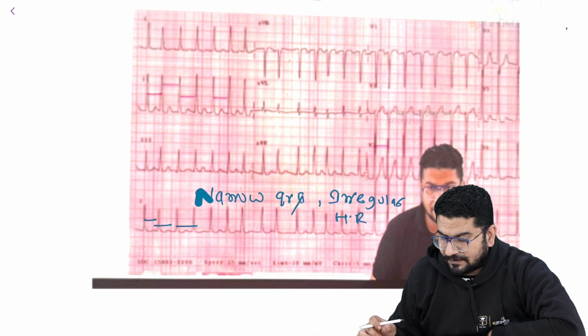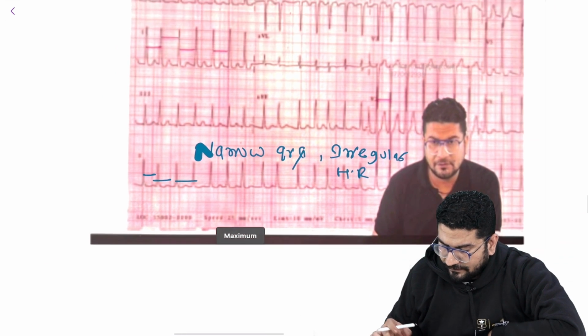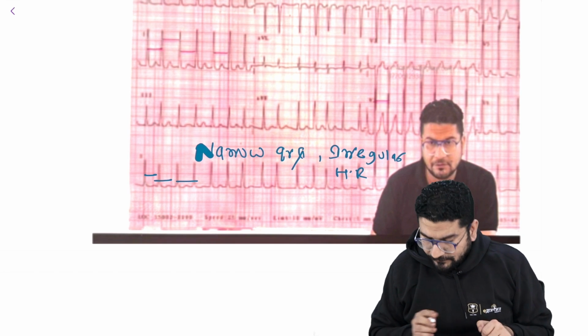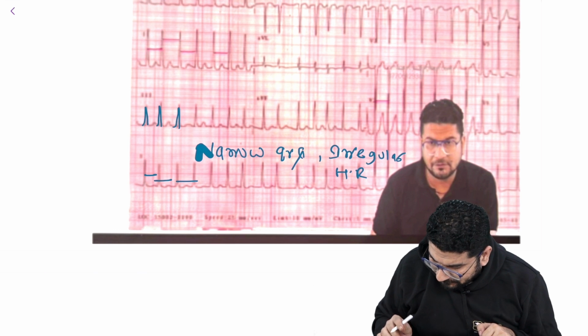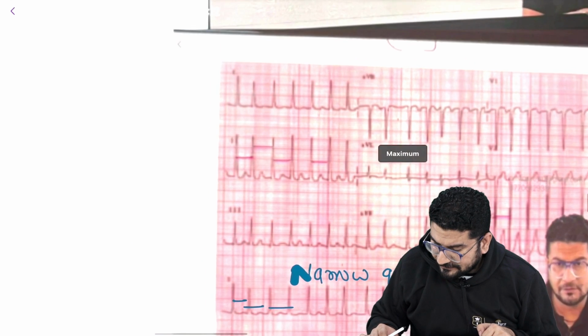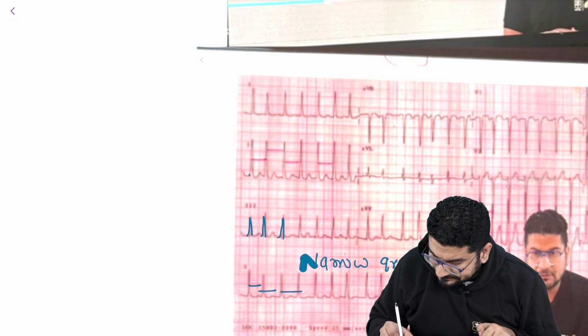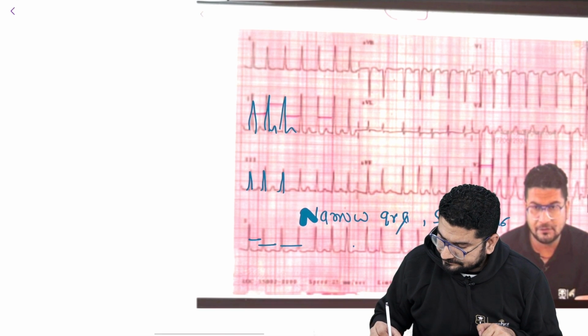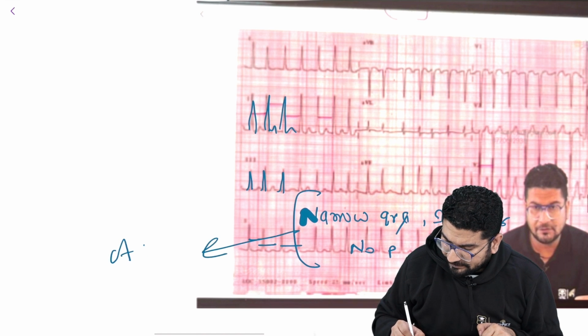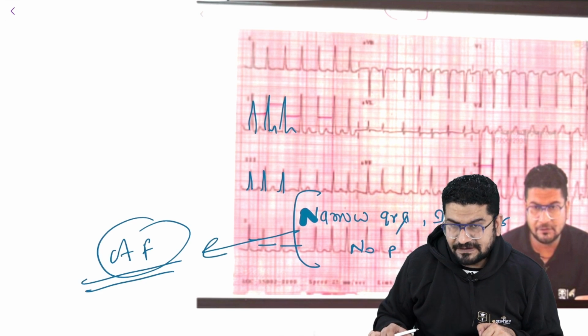So QRS is narrow, the heart rate is irregular, and then we look for the P wave. Let me see this QRS, QRST, QRST. Based on the ECG, what diagnosis can you make? You can see QRST, but there is no P wave. So based on this, we make the diagnosis of atrial fibrillation. So the patient is having atrial fibrillation.